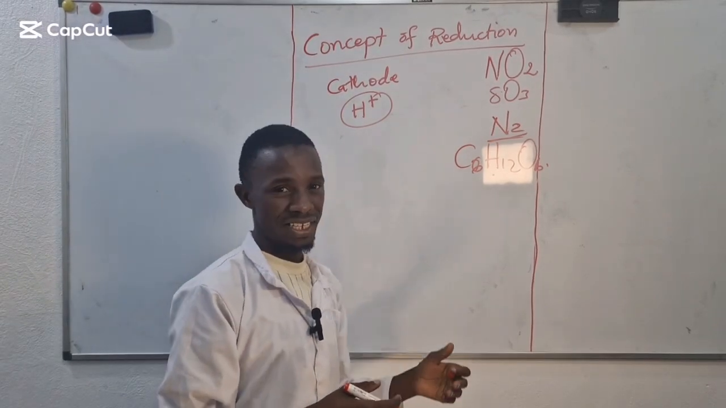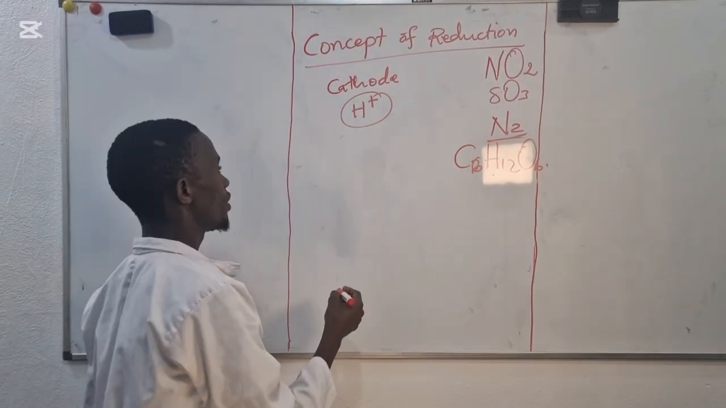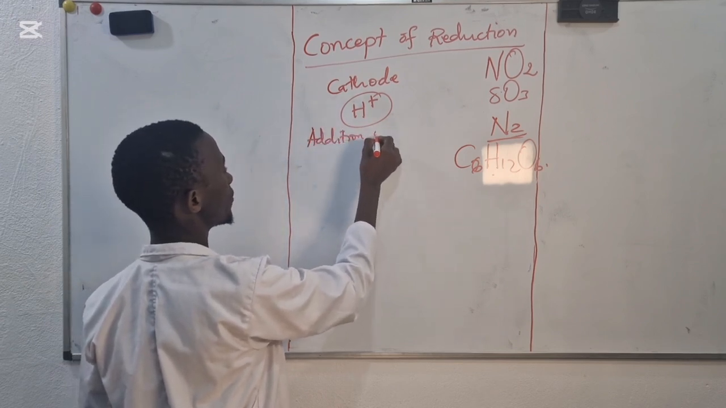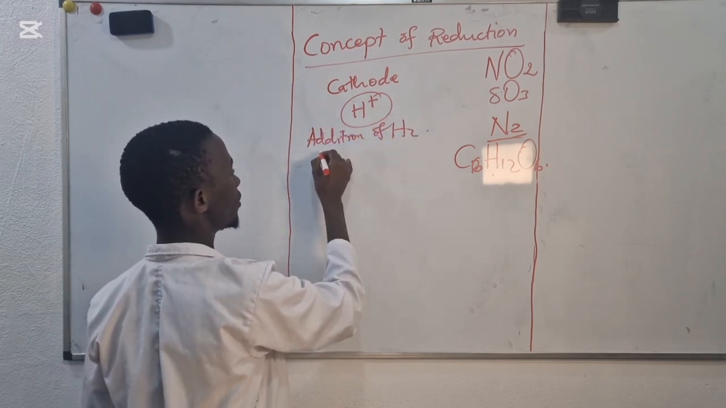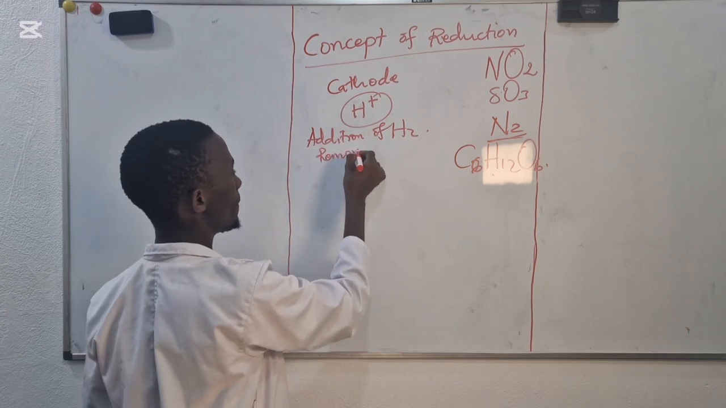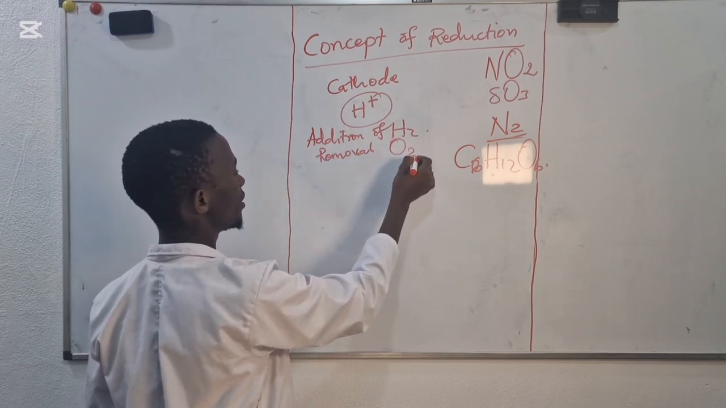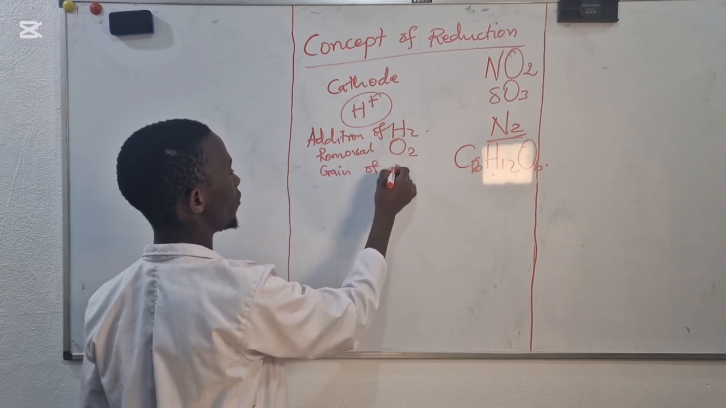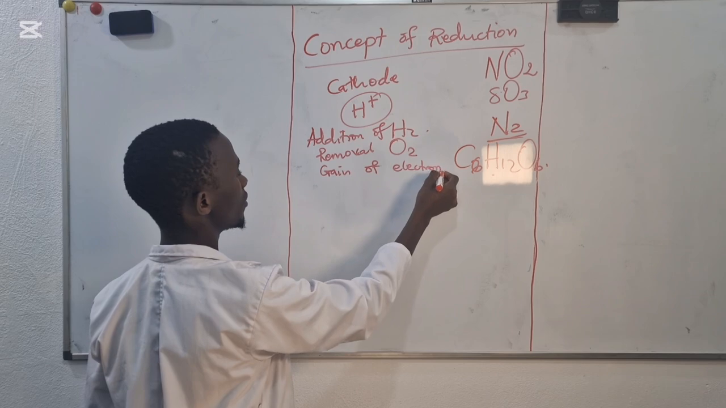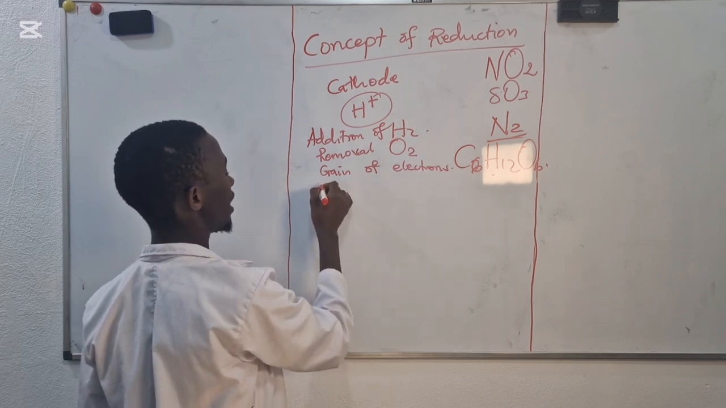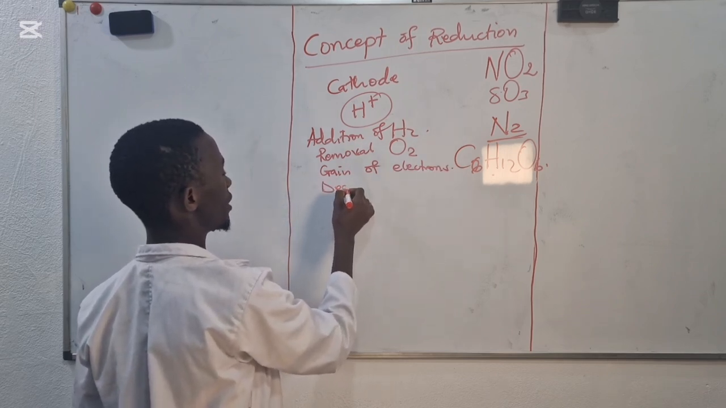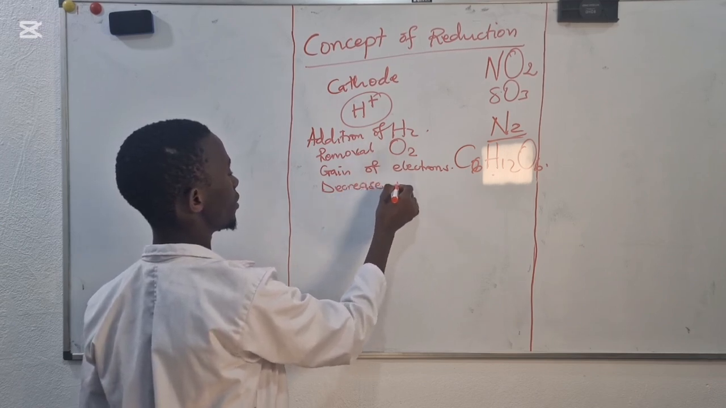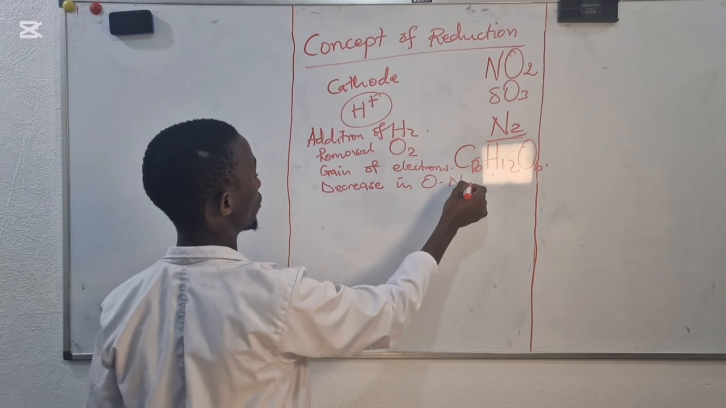But how do we get to know that this is a reduction reaction? We define the reduction as either addition of hydrogen, removal of oxygen, gain of electrons, and we also defined it as any reaction that involves decrease in oxidation numbers or oxidation states.